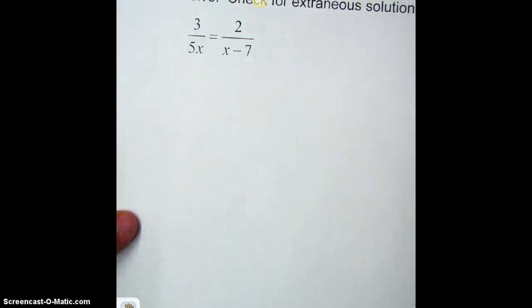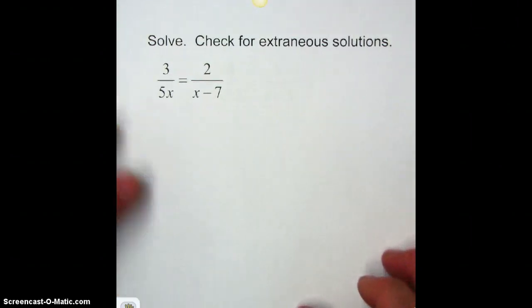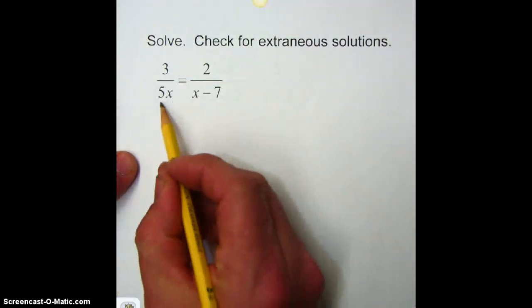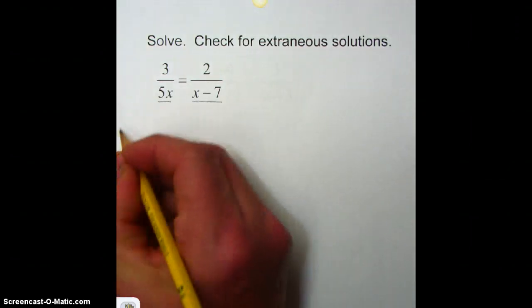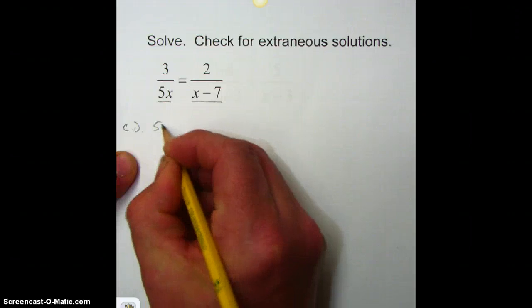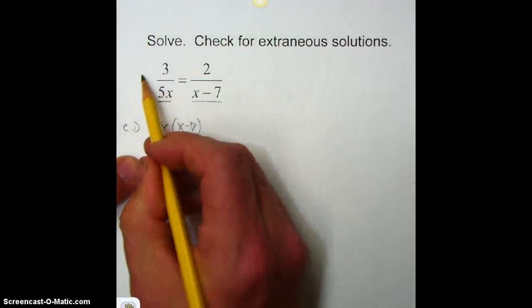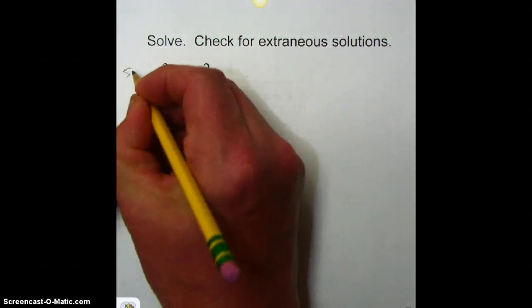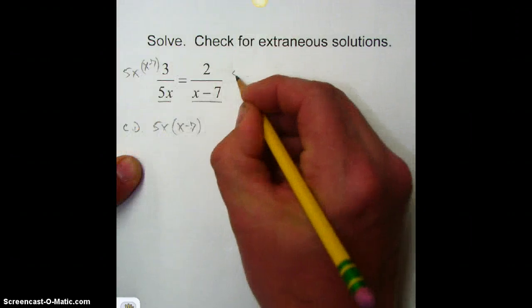Let's look at another example. Same thing. All right, so here and here, they're already factored, or those can be factored. So my common denominator is 5x and x minus 7. So that's what I'm going to do. I'm going to multiply both sides by that. So I'm going to multiply both sides by 5x and x minus 7.